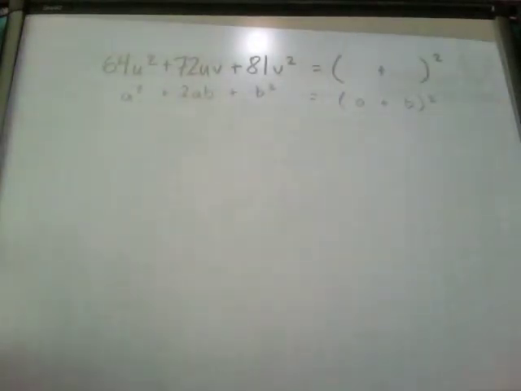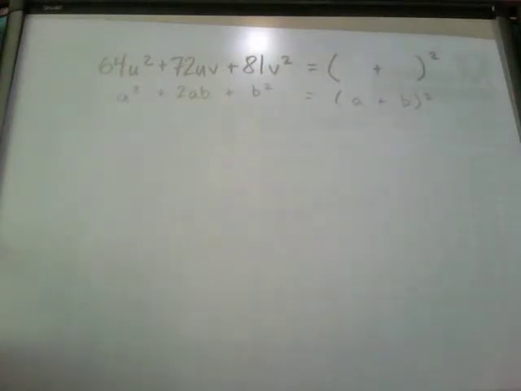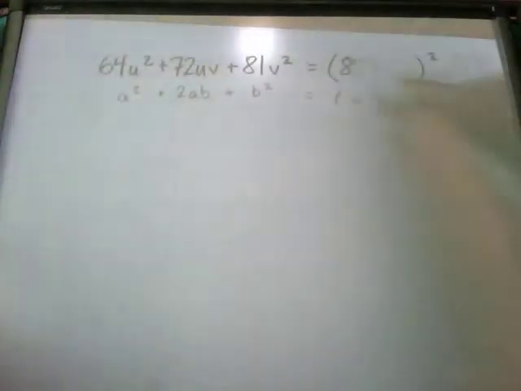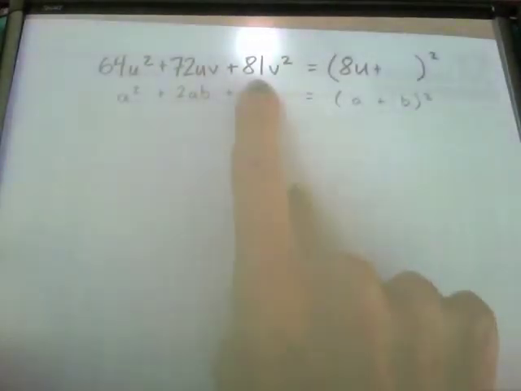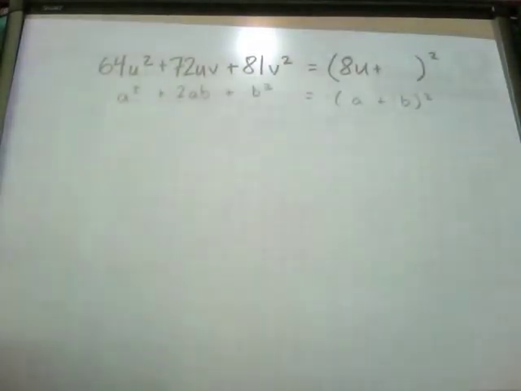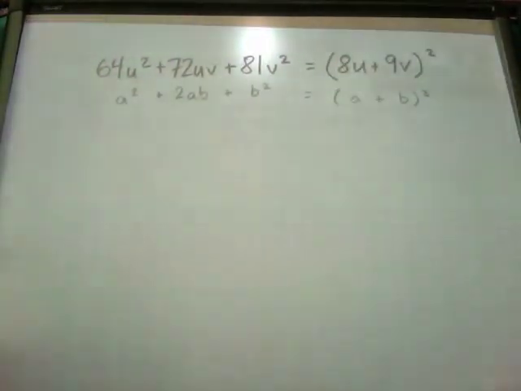Okay, so we look at it and we're going to decide first, let's work on our A's and our B's, and then we'll see if the middle part matches 2 times A times B. First we've got to figure out what A and B are. All right, what would I have squared to get 64u squared? What times itself? Jim? 8u. 8u times 8u, 64u squared. What was my b if this is b squared? What did I square to get this? Carissa? 9v. Good. 9 times 9 makes 81, and v times v makes v squared.